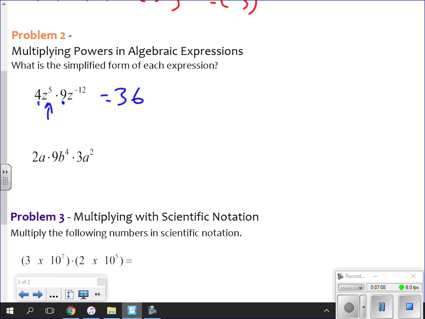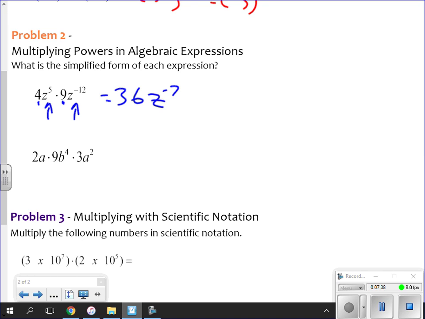However, with our variables, we do add them. What's our new exponent on z? Negative 5 plus 12 is negative 7. What am I not allowed to have in my final answer? Negative exponents. So you will have some problems that are like this.